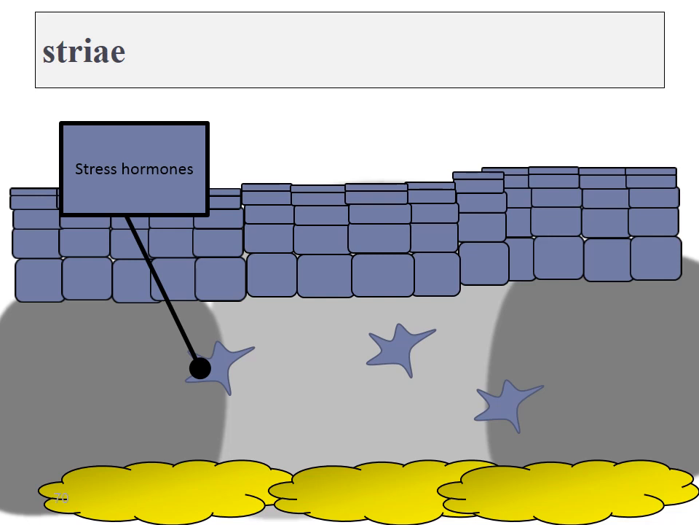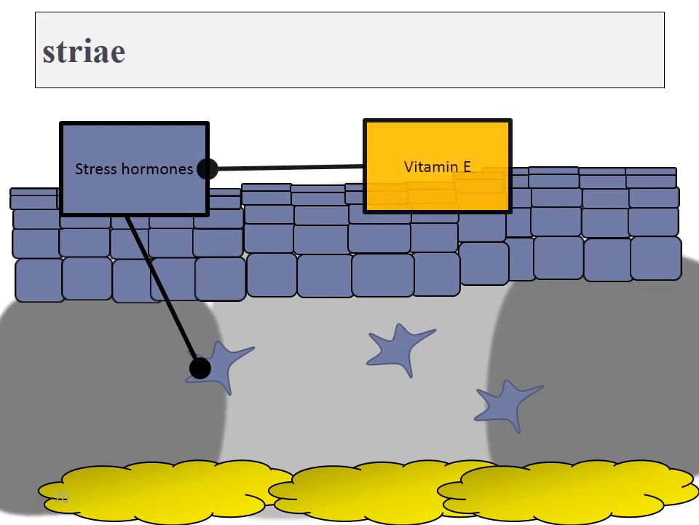And one thing that we know can inhibit the effects of stress hormones on our fibroblasts is vitamin E. So you will often find this cream in skin lotions due to its ability to reduce the damage that stress hormones can do on our fibroblasts. There's no reason to think that vitamin E could get rid of a scar. This is more of a preventative measure.